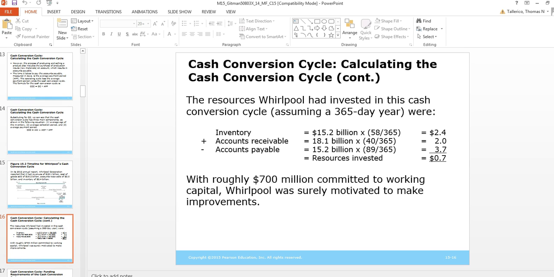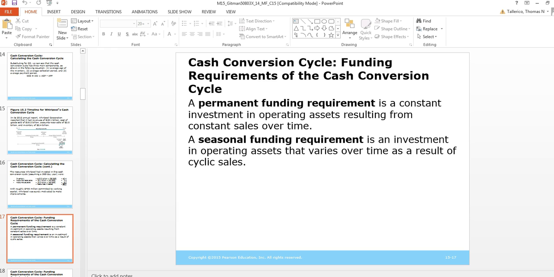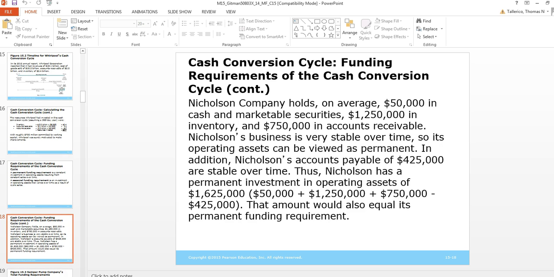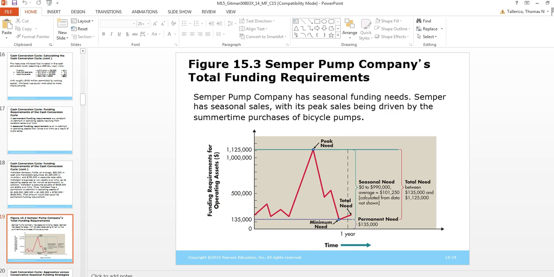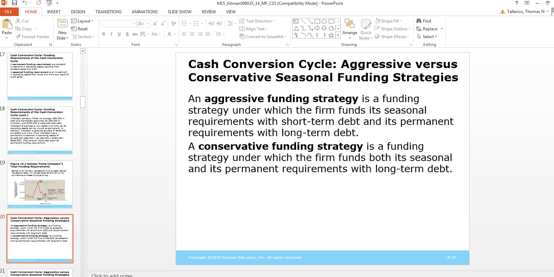All right, so here's an example from Whirlpool Corporation, and they're showing the cash conversion cycle with their money. This is how much they've got committed to working capital, and you can see that here. All right, so there's a bunch of terms here about seasonal funding, short-term funding, and long-term funding. And the most important thing to understand here is the cash conversion cycle.